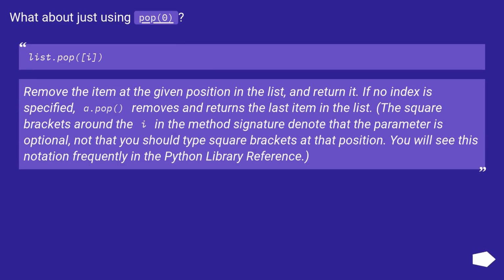What about just using pop(0)? list.pop: remove the item at the given position in the list, and return it. If no index is specified, a.pop() removes and returns the last item in the list. The square brackets around the i in the method signature denote that the parameter is optional, not that you should type square brackets at that position. You will see this notation frequently in the Python library reference.